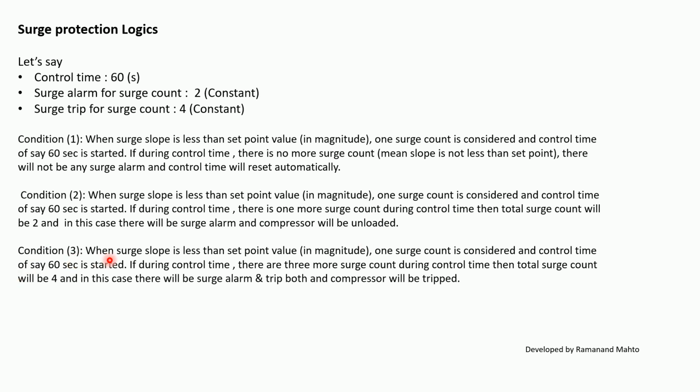Condition 3: when the surge slope is less than the set point value in magnitude, one surge count is considered and a control time of say 60 seconds is started. If during this control time there are 3 more surge counts, then the total surge count will be 4, and in this case there will be both a surge alarm and trip, and the compressor will trip.